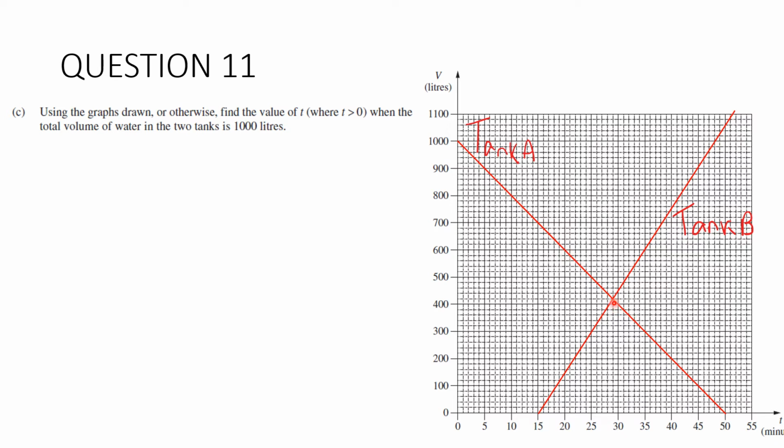What about this point here at 29 minutes, where they're both equal? They're a little bit over 400. At T equals 35, we've got 300 litres here and 600 there. So we're getting closer. At 40, we have got 200 litres and 750. And at T equals 45, we've got our answer: 100 litres in tank A and 900 litres in tank B. So our answer is T equals 45 minutes.